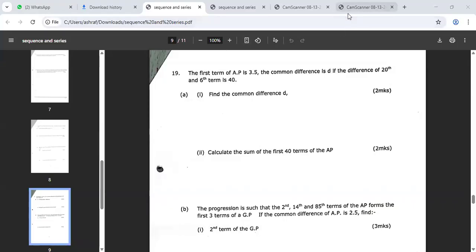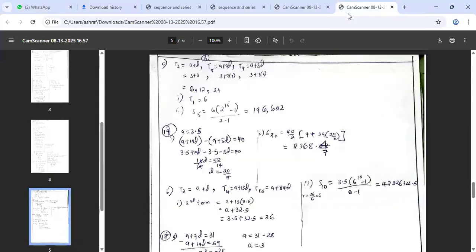So let me share the working for 19A and B. For 19A, we're given the first term is 3.5. And then you're told that the difference between the 20th and the 6th term is 40. So the 20th term, A plus 19D, minus A plus 5D, is equal to 40. Then we substitute the value of A, 3.5, and make D the subject. You're going to get D as 20 over 7.